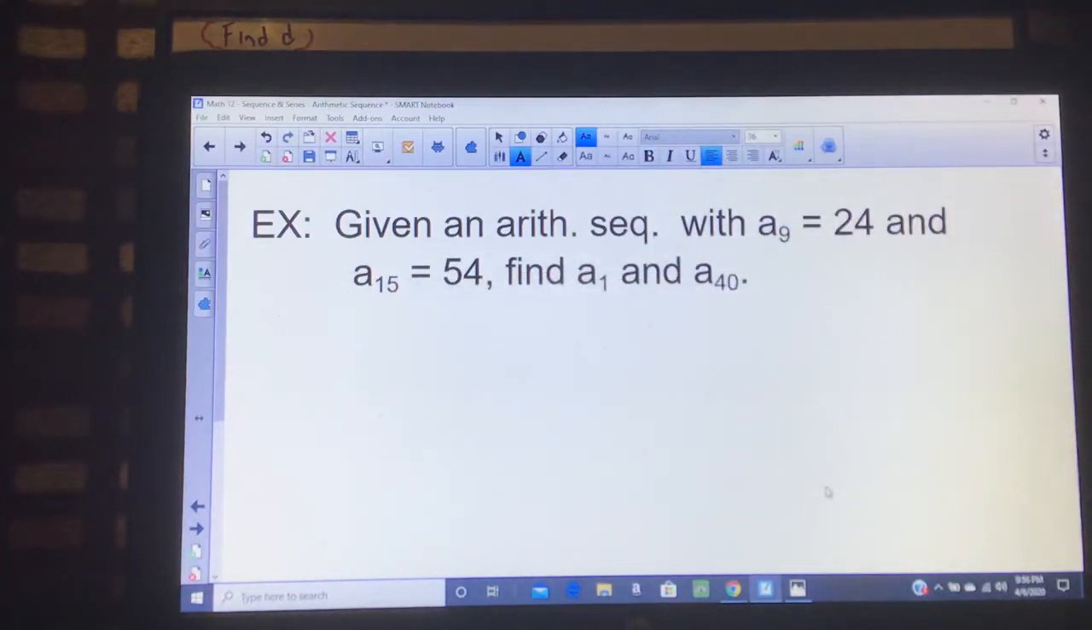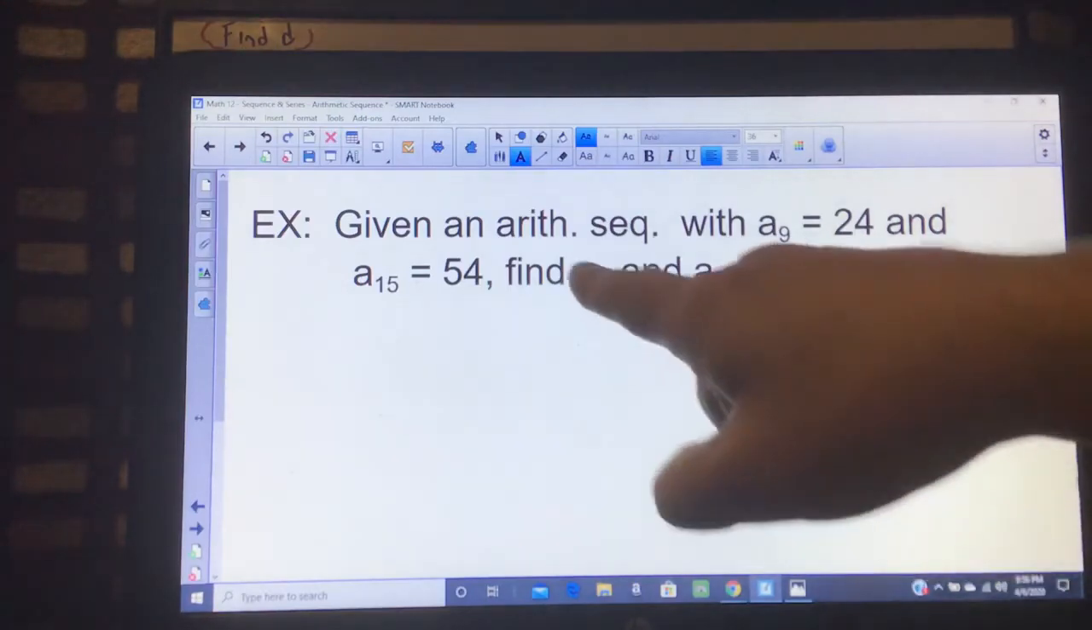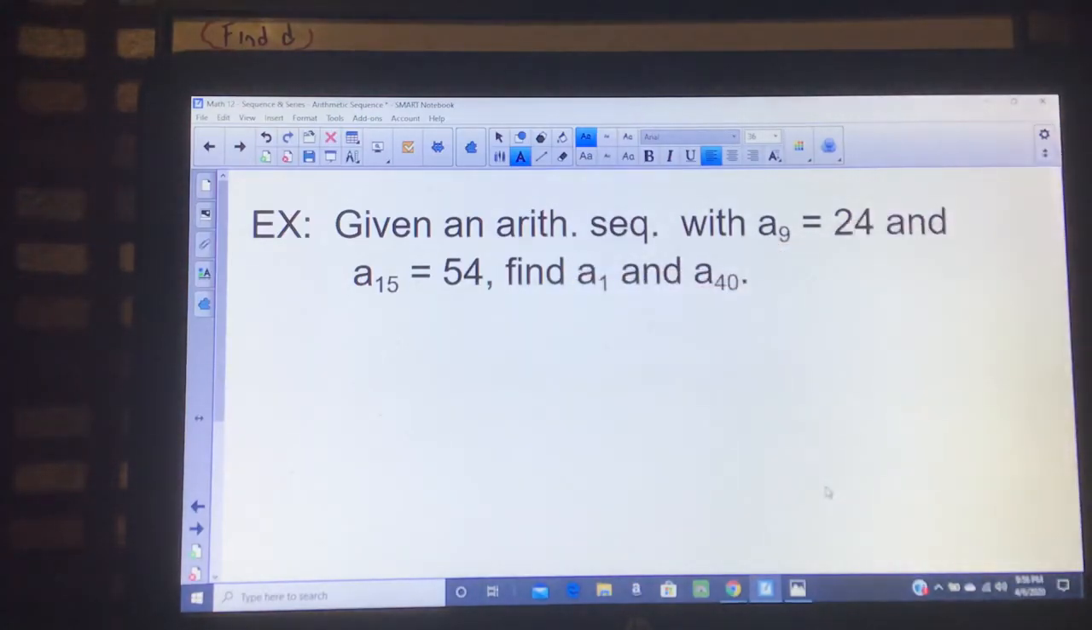So basically what you can do is with that common difference formula, the general one, you should be able to find the common difference like I just did. Once you know the common difference, use that a sub n formula to find a sub 1. And then once you know a sub 1, use that formula again to find a sub 40. So try it yourself, see if you can do it.